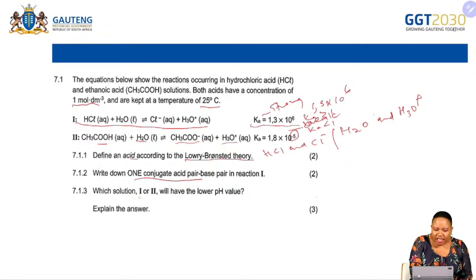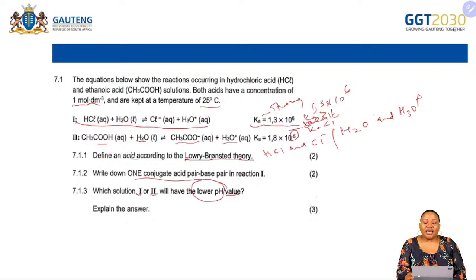Then which solution, 1 or 2, will have the lower pH value? Now explain your answer. This question can only be answered by what is provided to you by the examiner. The first thing you need to identify is which acid is strong between hydrochloric acid and ethanoic acid. We have already identified that hydrochloric acid is strong, ethanoic acid is weak. What information was given to us to identify that? It's not the definition, but it's the Ka value.